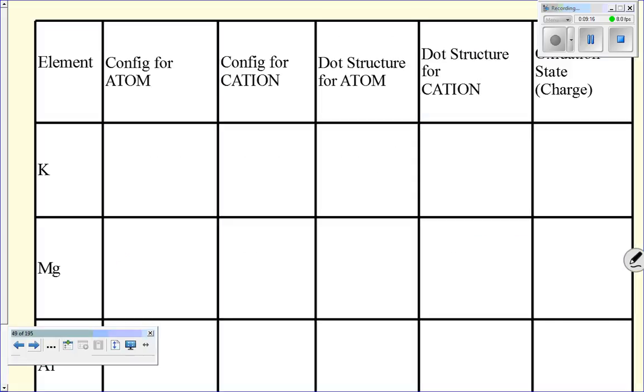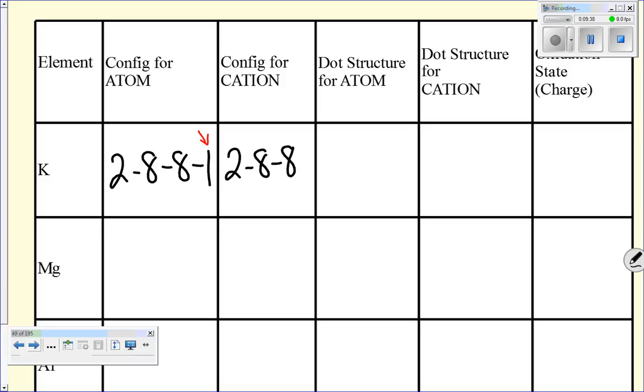So first thing we're going to do, we're going to look at potassium. Potassium's electron configuration is 2, 8, 8, 1. When potassium is trying to get 8 in its valence shell, what it's going to do is lose this guy right here. So my configuration for my cation is 2, 8, 8.